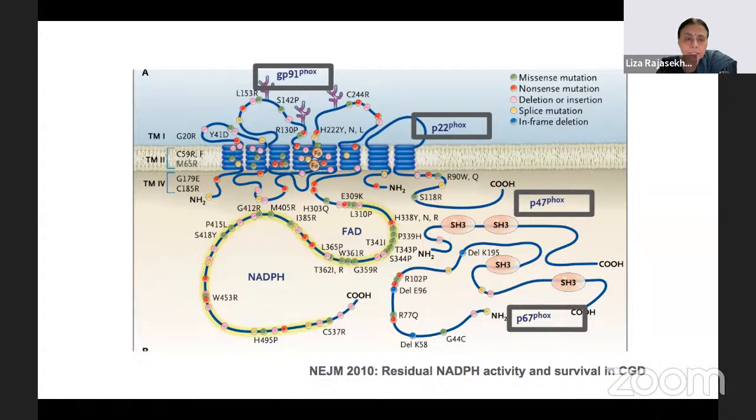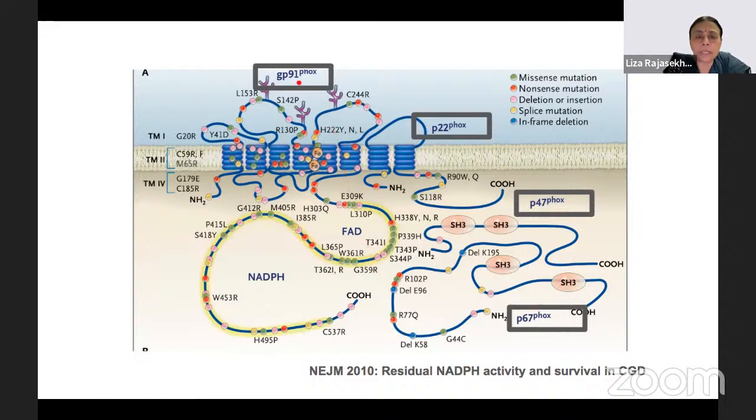So you can see here that the blue stacked boxes are on the membrane, and they belong to 2 molecules, the GP91 PHOX and the P22 PHOX. These are the transmembrane portions of the NADPH oxidase. Now within the cytosol, we have the others, that is the P47 PHOX and the P67 PHOX. The chronic granulomatous disease most commonly arises due to mutations in the GP91 PHOX.